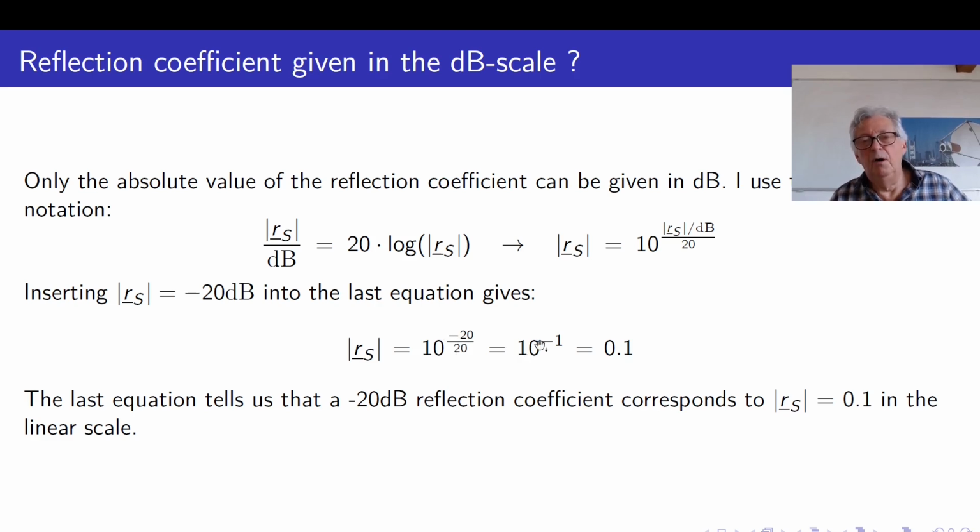It's 10 to the power of minus 1. It's just 0.1. So we see now, as soon as I have a reflection coefficient of minus 20 dB, this corresponds to an RS value in the linear scale of 0.1.